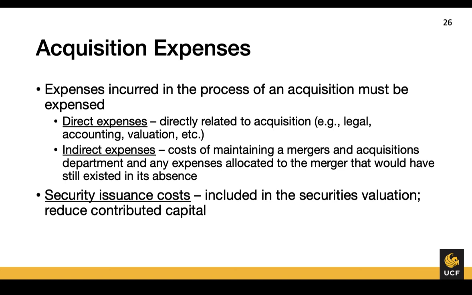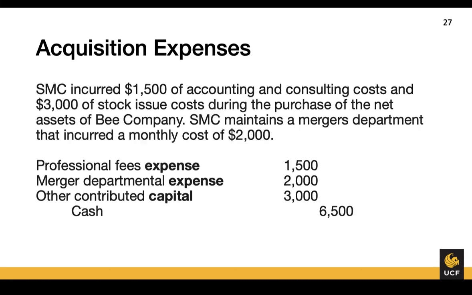If the merger involves the issuance of additional stock, the costs associated with doing so are accounted for as a reduction to equity rather than as an expense. SMC incurred $1,500 of accounting and consulting costs and $3,000 of stock issuance costs during the purchase of the net assets of B Company. SMC maintains a mergers department that incurred a monthly cost of $2,000.